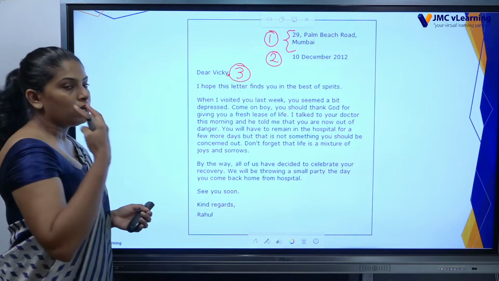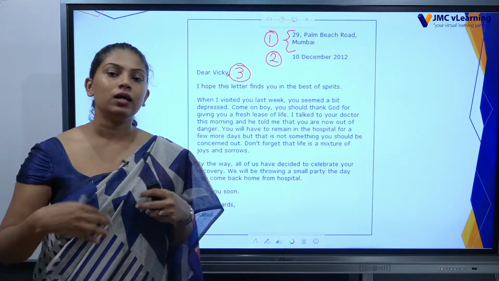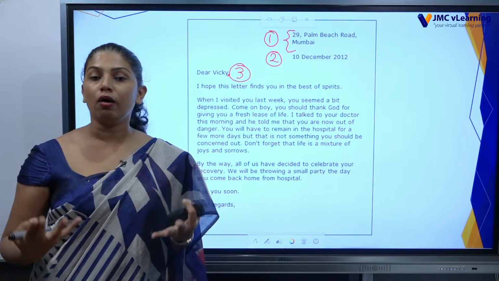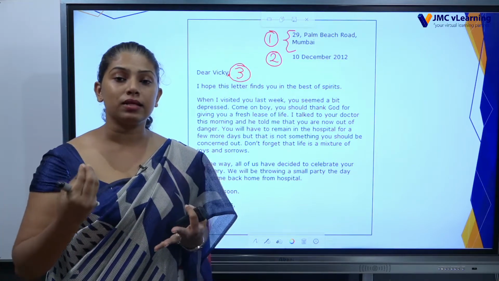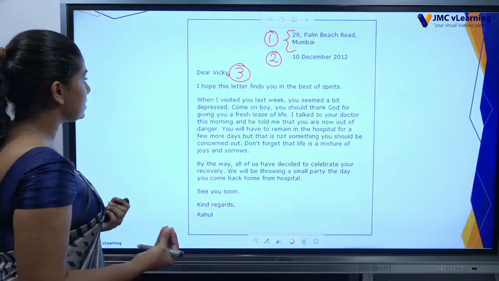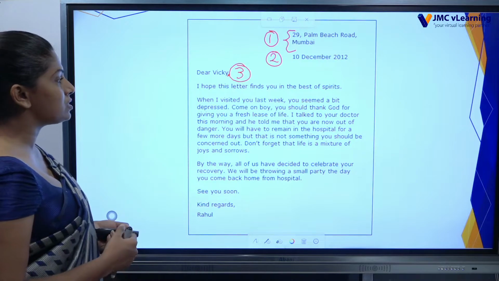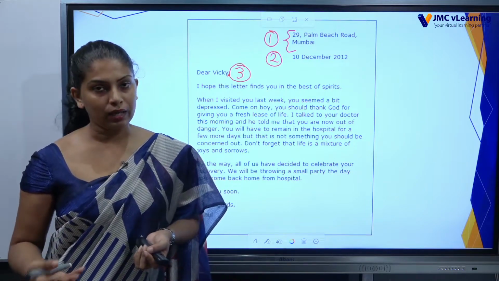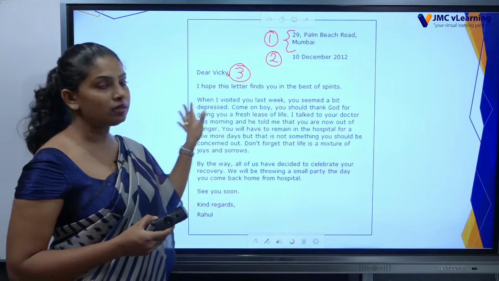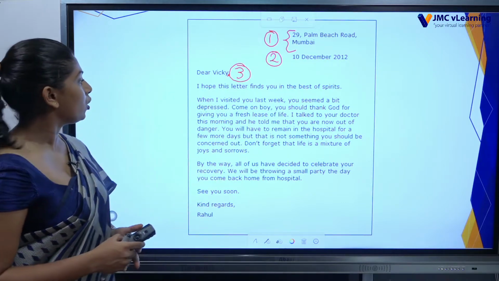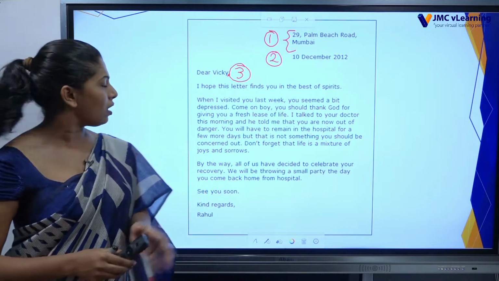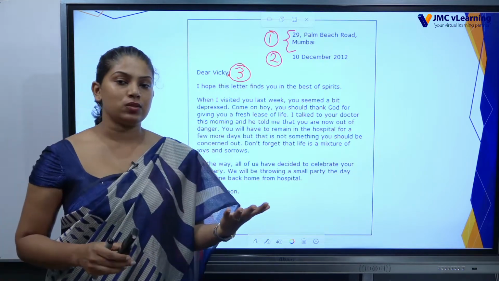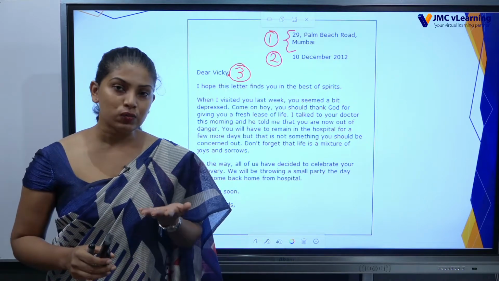Then you can express the idea of what you think about your friend. You can ask how are you, hope you are fine, to start the letter. Here it was started like, I hope this letter finds you in the best of spirits. More than just asking how are you, hope you are fine, you can use something different like this. After that he has started the letter, then he has written the ideas or the messages he wants to give to his friend.